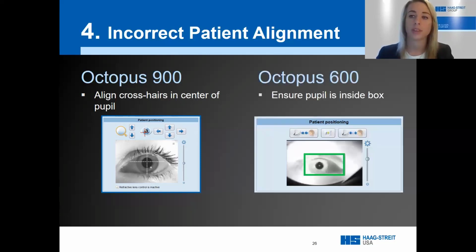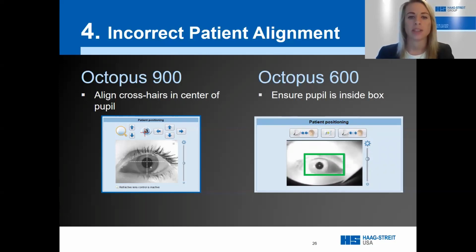When it comes to the Octopus 600, you want to ensure the patient's eye is as close to the center of the box as possible. The box will then turn green with proper eye placement. Because there's no chin rest, you will have to ask the patient to move their head slightly up, down, left, or right if necessary. You can also bring the patient's forehead closer or push them farther away for better illumination.